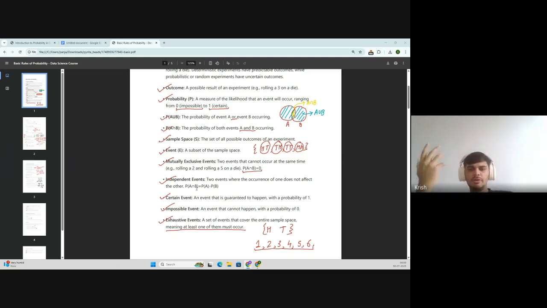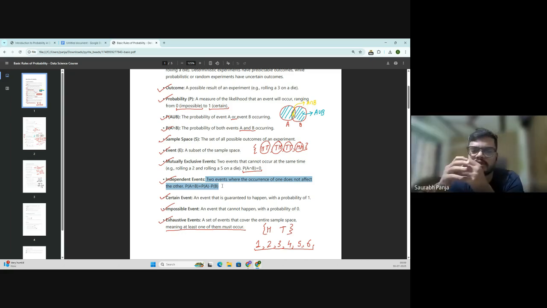We can have two events of rolling a dice and playing cards. They are not even related. The occurrence of one does not affect the other. If there's a one, it is not going to affect that the next is going to be a one as well. These are independent events, so they are not affecting each other.